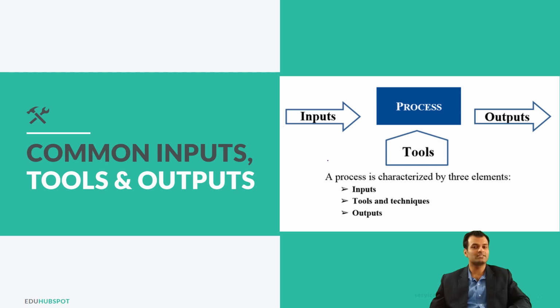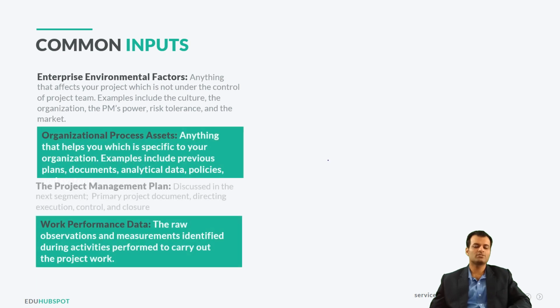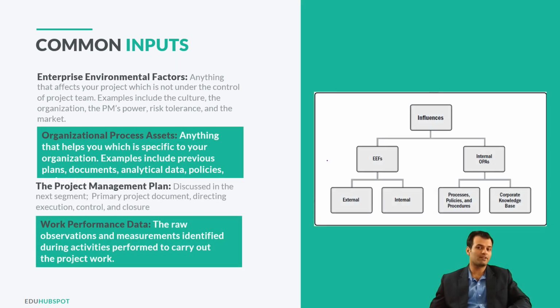Let's quickly discuss the common inputs, tools, and outputs. First we will see enterprise environmental factors, then organization process assets, project management plan, and work performance data. You will see these terms a lot; all of these are very, very common. First is EEF, enterprise environmental factors: anything that affects your project which is not under the control of the project team. Examples include the organization culture, the PM's power, risk tolerance, and of course the market.